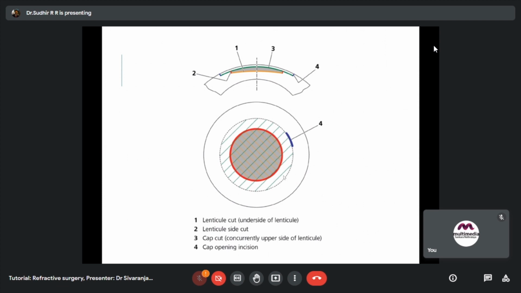Advantages of SMILE include that it provides better biomechanical stability for the cornea. No flap-related complications will be there. It is suitable for thin corneas also. Fewer higher order aberrations will be there in SMILE.